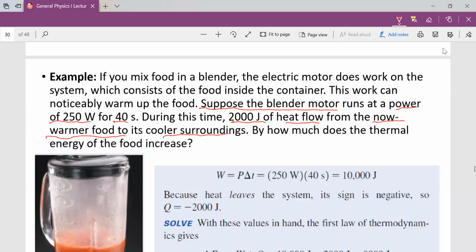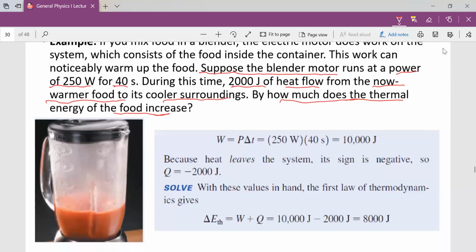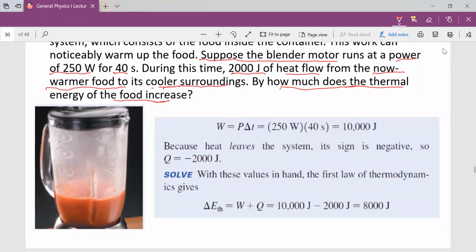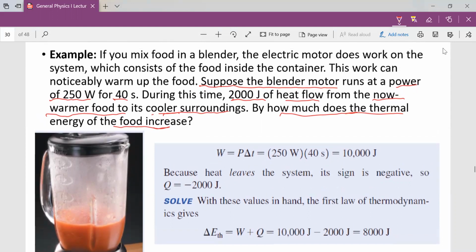There's an exchange. By how much, this is the parameter you're looking for, by how much does the thermal energy of that food increase? Okay, so picture what is going on. You put an item in the blender, you heat it up, the food that is now warmer is now exchanging heat or exchanging thermal energy with its surrounding. By how much? The question is, by how much does the thermal energy of that food increase?